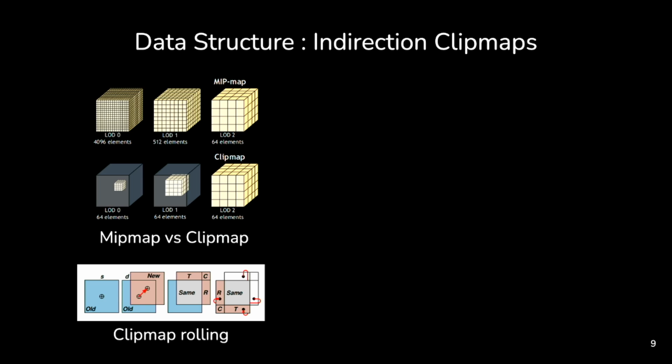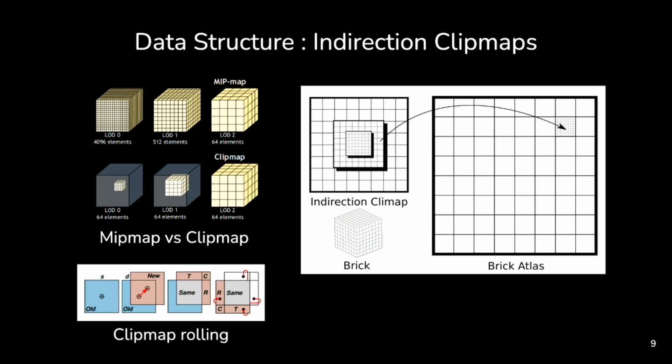But we don't store our voxels directly in the clip map. We only use it as an indirection into a brick atlas, a brick just being a small chunk of voxels, typically 8 by 8 by 8. And that way, we don't have to store empty bricks. And so indirection clip maps are much faster to access because they only have one indirection, but much more wasteful in terms of memory. And there is also a nice poster comparing different voxel data structures. So if you want more information on this, you can look it up.